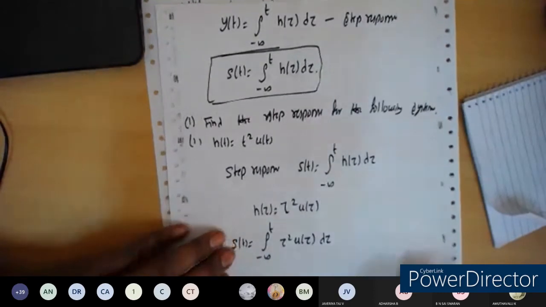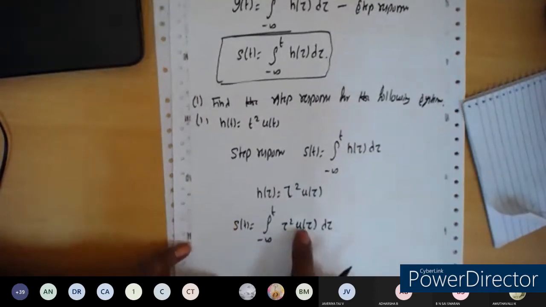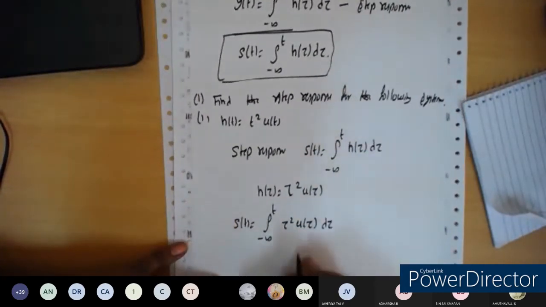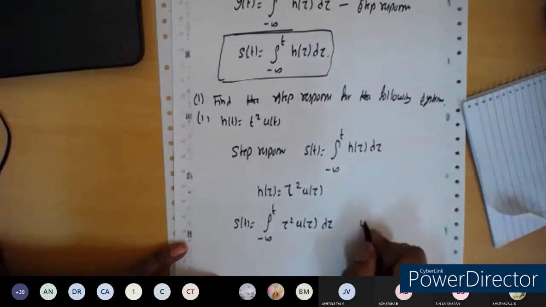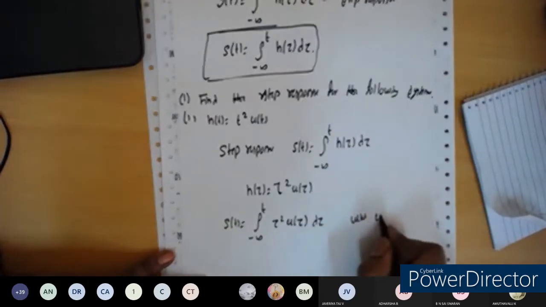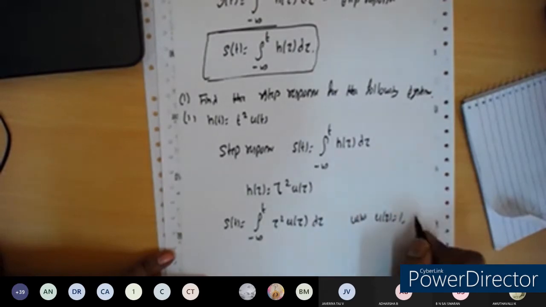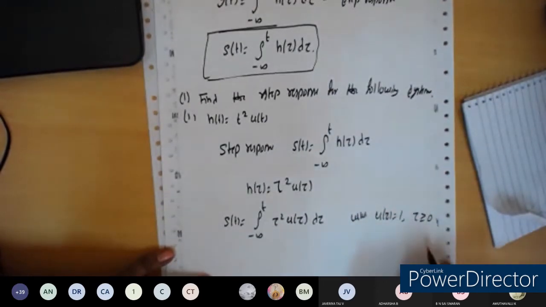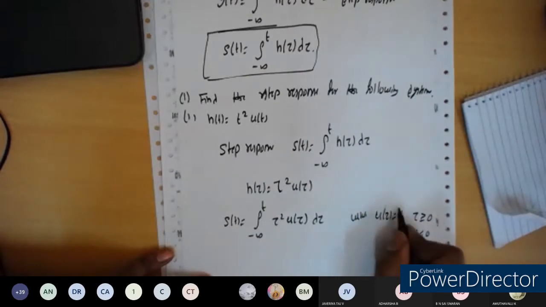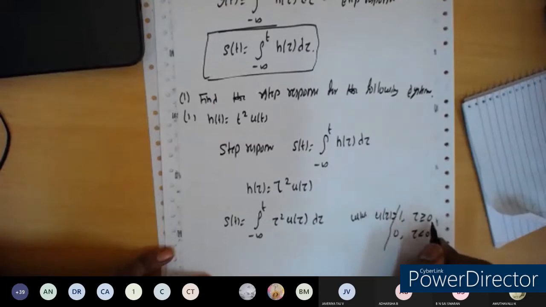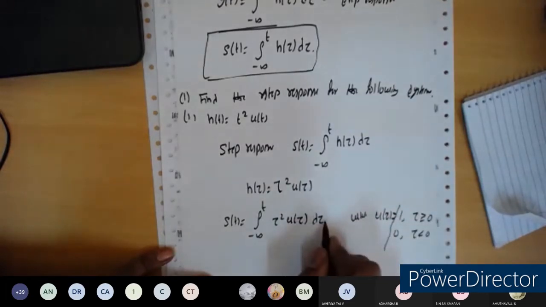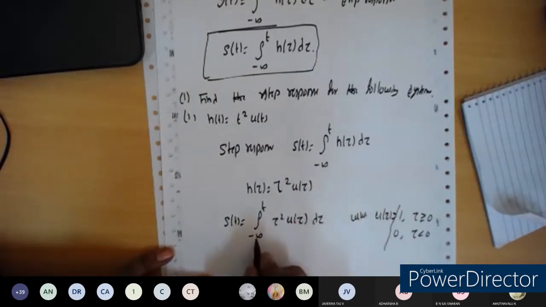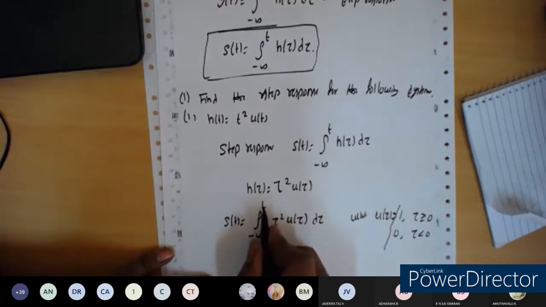Okay, tau square into u of tau into d tau. So now the function u of tau is present here. Let us see what u of tau is. We know that u of tau is equal to 1 for tau greater than or equal to 0, and 0 for tau less than 0. Now we can see in the limits of the integration, tau is taking the value from minus infinity up to t.